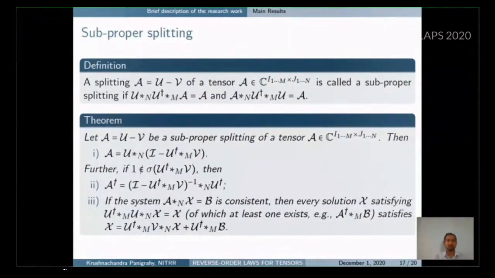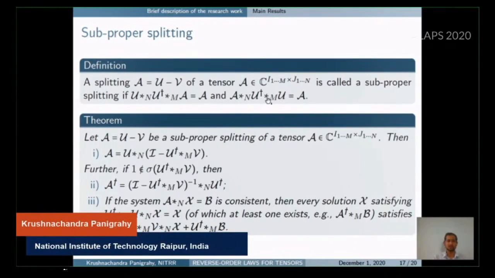And also we propose sub-proper splittings, which may be helpful to find the solution of a multilinear system using an iteration process. We define it as A equal to U minus V, where U and V satisfy U star U dagger star A equal to A, and U dagger U is absorbed by A on pre-multiplication as well as on post-multiplication.